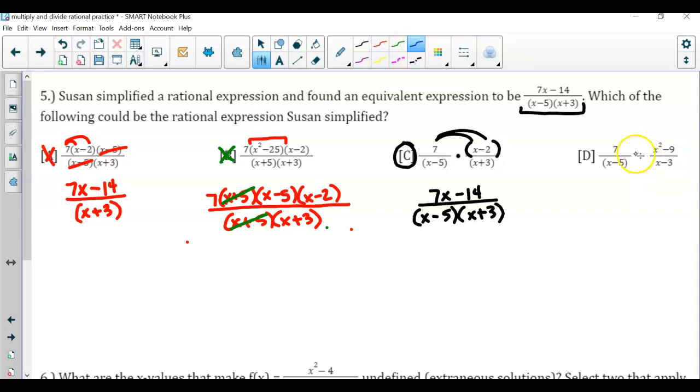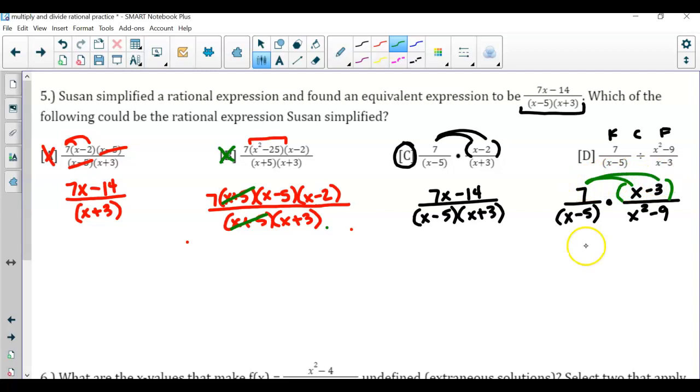Notice how we're dividing, so we do need to use keep, change, flip because we're dividing. So I'm going to keep 7 over x minus 5, but multiply that by the reciprocal, which is now x minus 3 over x squared minus 9. So now notice here, I've got multiplying straight across. So that's 7 times x minus 3. Well, that gives me 7x, but now minus 21, not x minus 3.